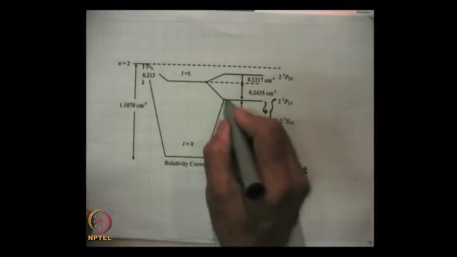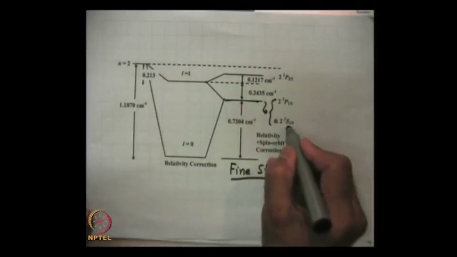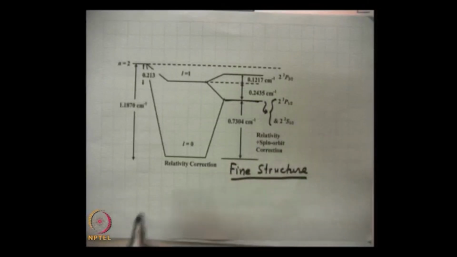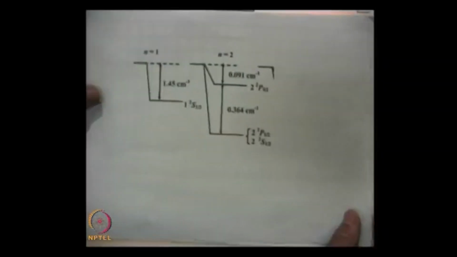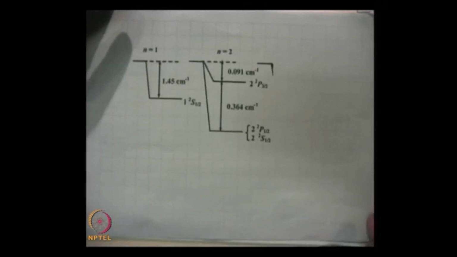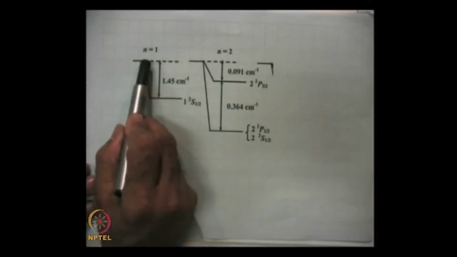So, you can see here this splitting depends only on the total quantum number and not on the L values. Let me show you some of the calculations that I have. These are very simple calculations, and I would request all of you to do that. These are all for the hydrogen atom, n is equal to 1.